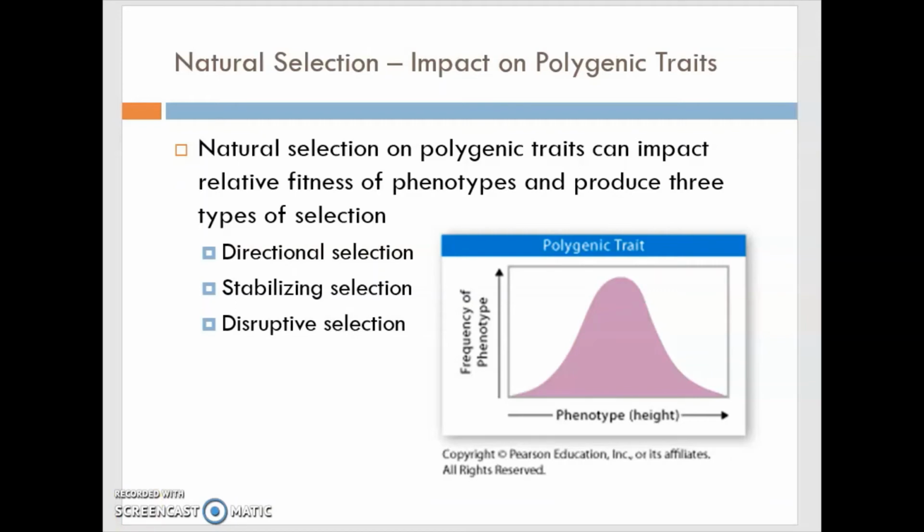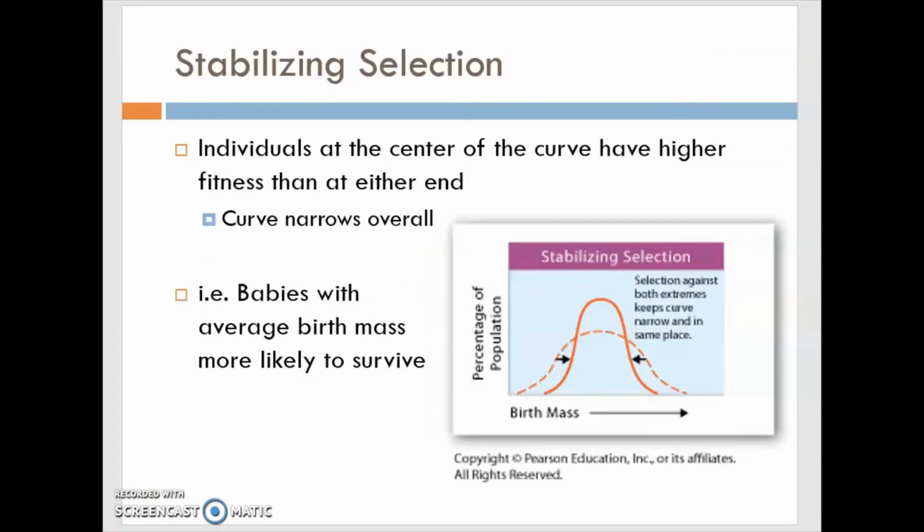on polygenic traits. Stabilizing selection means that individuals at the center of the curve have higher fitness than those at either end, and so the curve narrows overall. For example, babies that have an average birth mass are more likely to survive. So overall, the curve gets narrower and pinches into the middle.